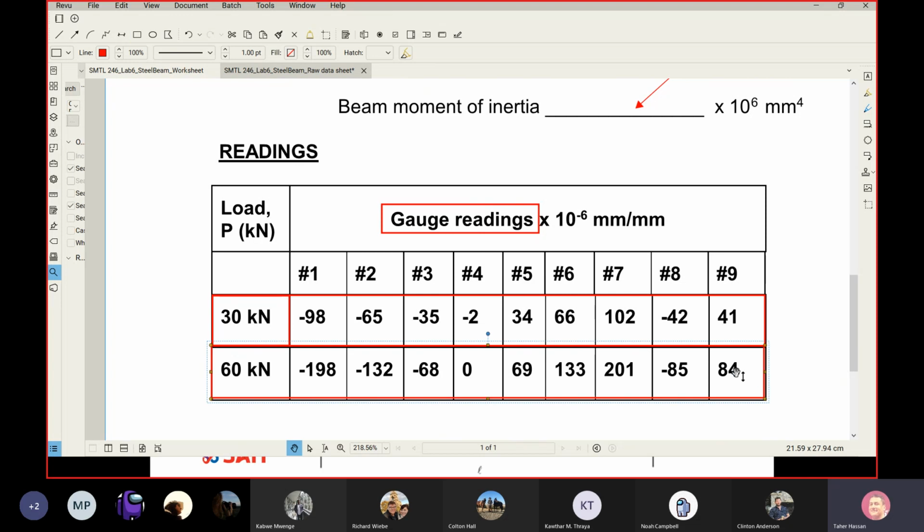Now, I want you to observe with me something that's happening already, and this will confirm your observation and understanding through this lab. Do you remember where gauge number 4 was? Number 4. Where was gauge number 4? In the middle. So what do you anticipate for the strain in the middle?